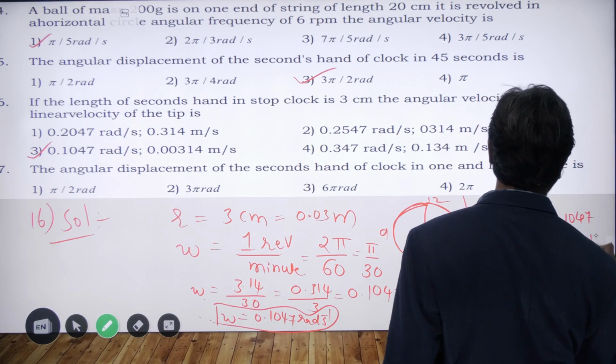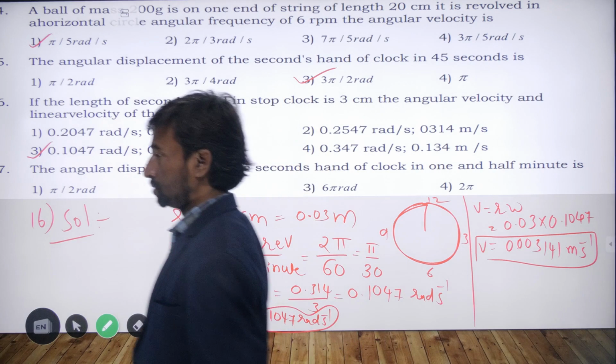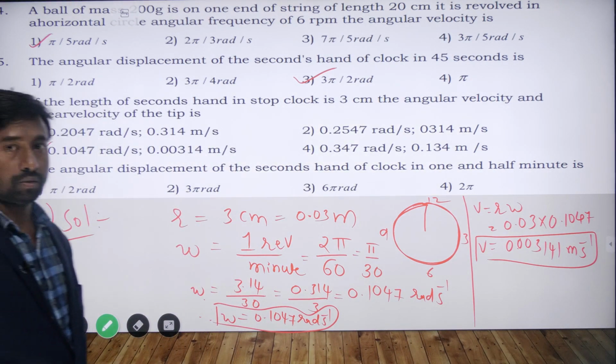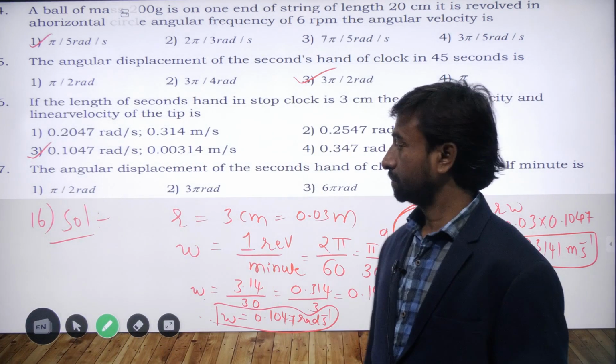So this is the linear velocity, and this will be the angular velocity. So the option is what here? Option 3 is correct. Option 3 is correct. Okay, note it down.